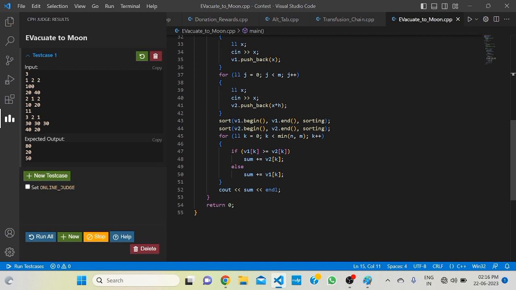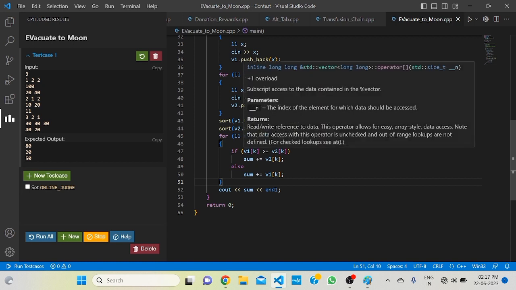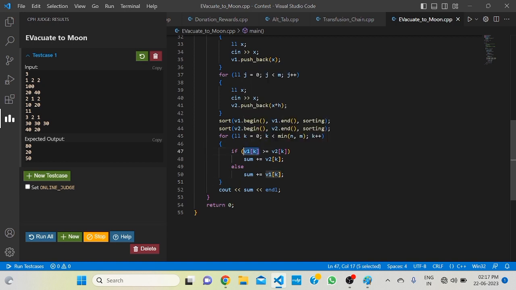So I have written one for loop up to the minimum of n and m, and in this, I have compared: if v1[k] is greater than or equal to v2[k], then sum equals sum plus v2[k], and else sum equals sum plus v1[k], and we will print the sum.